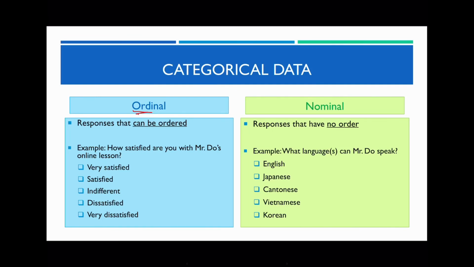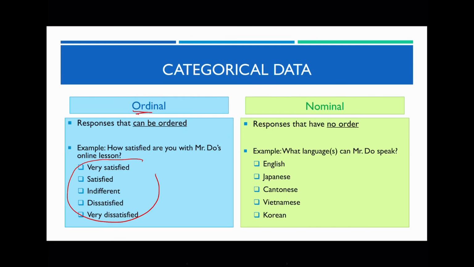An example of ordinal categorical data is: how satisfied are you with Mr. Doe's online lessons? You could answer very satisfied, satisfied, indifferent, dissatisfied, or very dissatisfied. But notice that for each of these responses there's a hierarchy. I could put them in order from the lowest to the highest, the lowest being very dissatisfied and the highest being very satisfied. Because I can rank these, this is an example of ordinal categorical data.